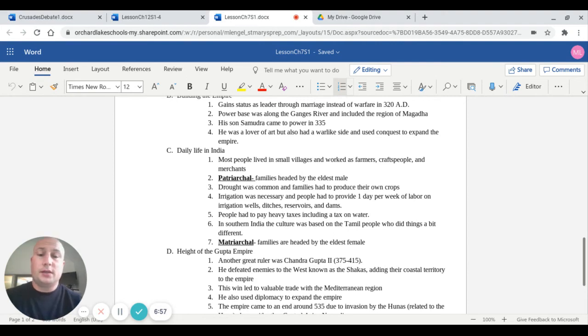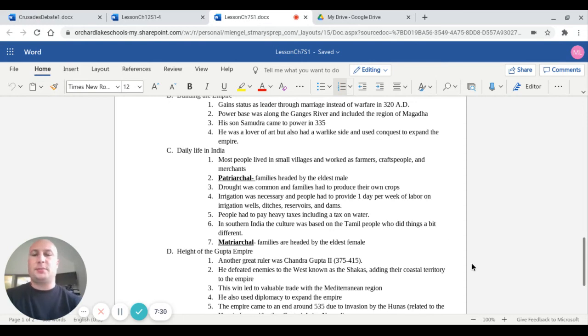In southern India, the culture was based on the Tamil people who did things a little bit differently. The Tamil had, in the south, a matriarchal society. Now, matriarchal is the exact opposite of patriarchal. A matriarchal society is where families are headed by the eldest female. So you might at a family gathering say, I wonder who the patriarch of our family is. Find the oldest male in the family, and that's generally your patriarch, especially if they're in a leading position. And if you're looking for the matriarch, that would be the oldest female, okay?